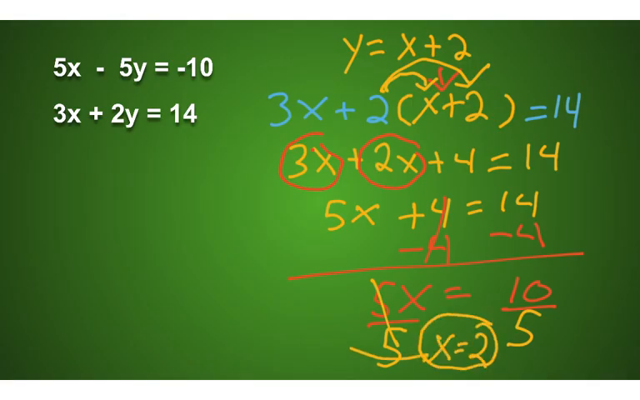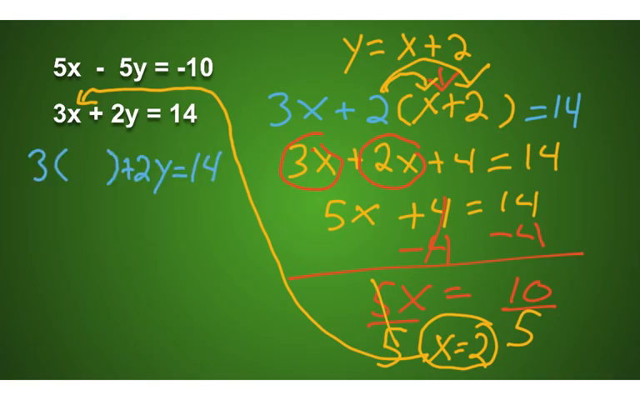Now we know the x value, and now we have to plug it right into the x of either equation to figure out what the y value is. So I take the value of x and I plug it right into the problem, and I have 3 times 2, and that's going to be 6 plus 2y equals 14. This should look easy to compute because you've done solving equations a million times.